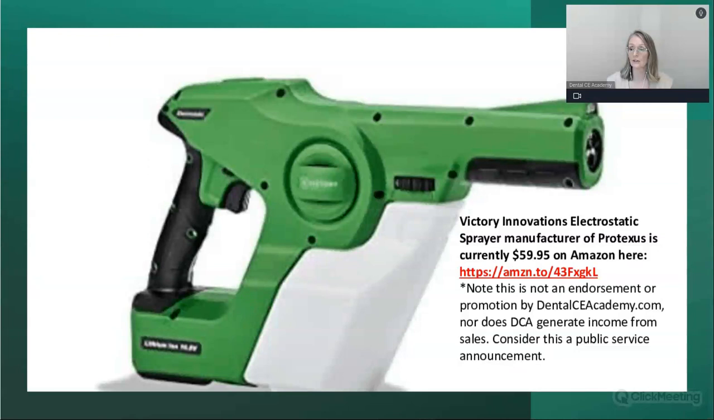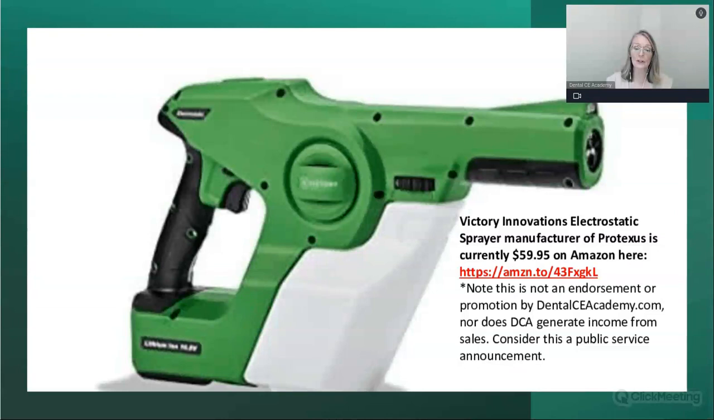Victory Innovations, when they made that Protexis sprayer, and when the pandemic first occurred, they received government funding and they overproduced these. They're now selling them off on Amazon for $59.95 as of today. I double checked. There is a link, and you will never see this price again.